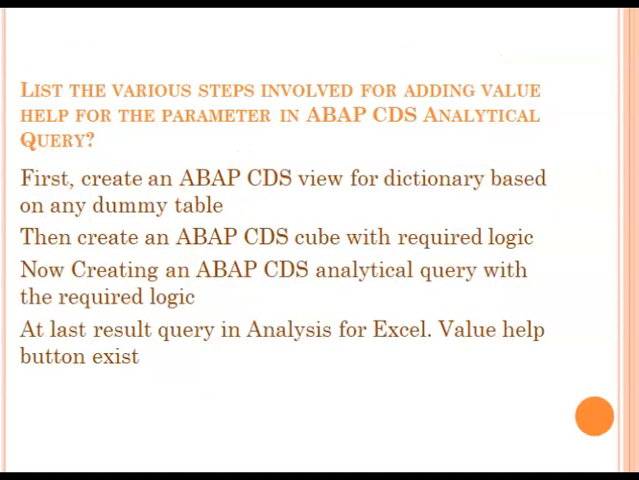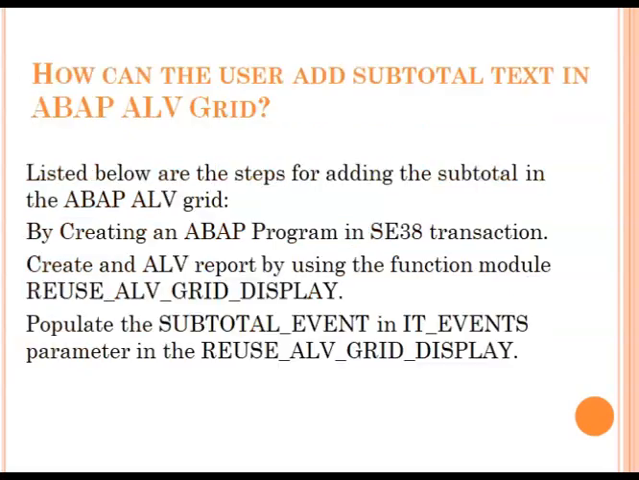List the various steps involved in adding value help for the parameter in an ABAP CDS analytical query. Answer: first, create an ABAP CDS view for the dictionary based on any dummy table. Then create an ABAP CDS cube with the required logic. Now create an ABAP CDS analytical query with the required logic. In the resulting query in Analysis for Excel, the value help button exists.